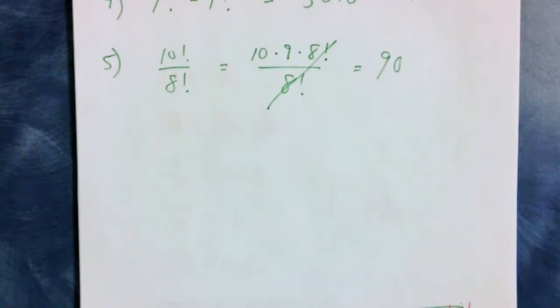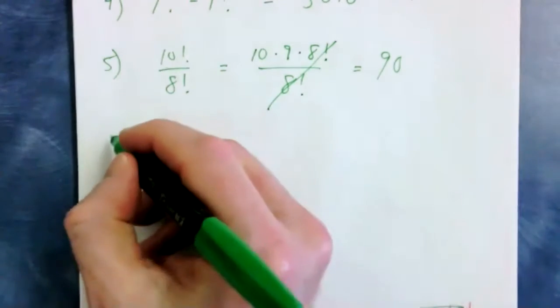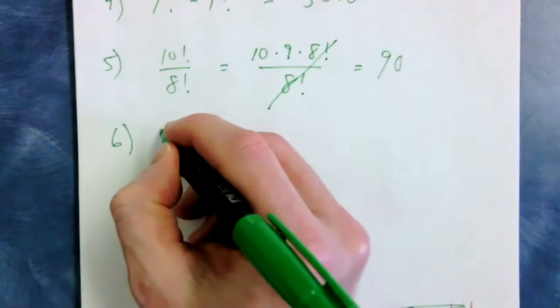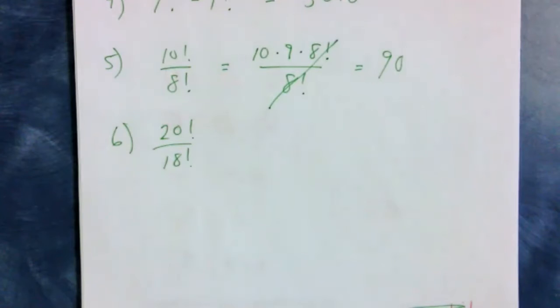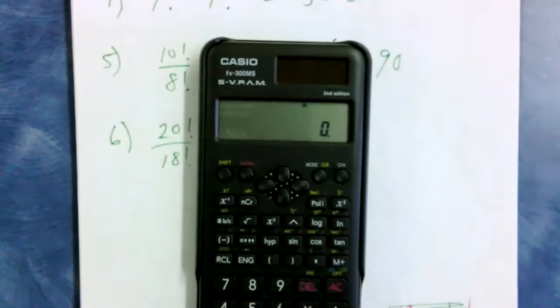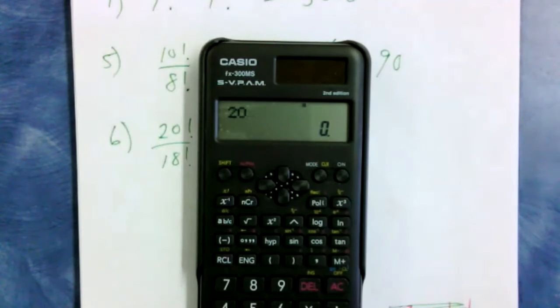Number 5. Number 6, same idea. I don't need to do all these questions, but it looks like I'm doing most. 20 factorial over 18 factorial. That looks crazy. Massive number just for funsies. 20 factorial. Where's my factorial button?